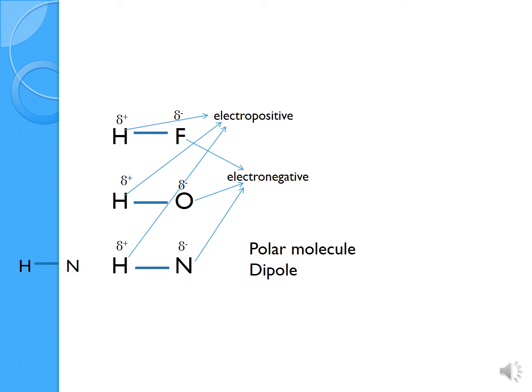Now consider another HN bond, which comes closer to this HN bond. Now in this bond also, nitrogen is negatively charged, hydrogen is positively charged. Now if these two molecules come closer to each other, this negatively charged nitrogen will be attracted to this positively charged hydrogen of the second HN bond. So there is an electrostatic force of attraction between the negatively charged nitrogen of one HN bond and positively charged hydrogen of the second HN bond.